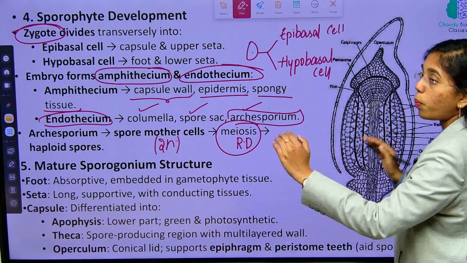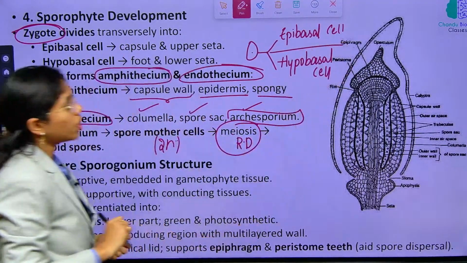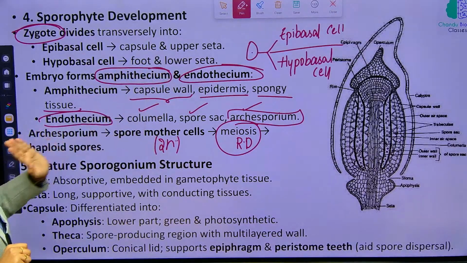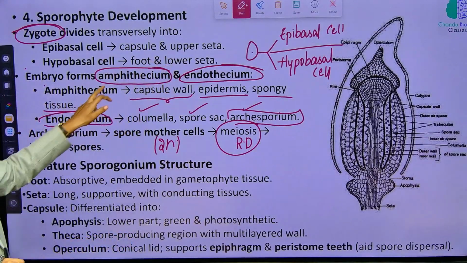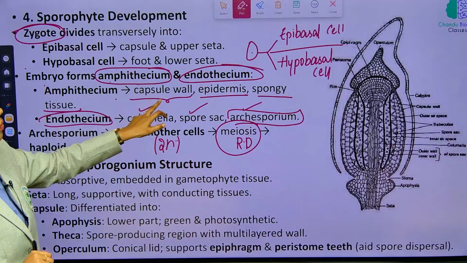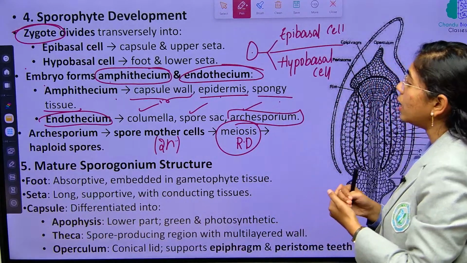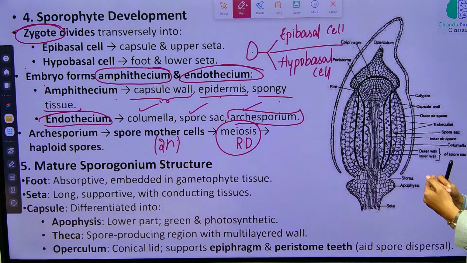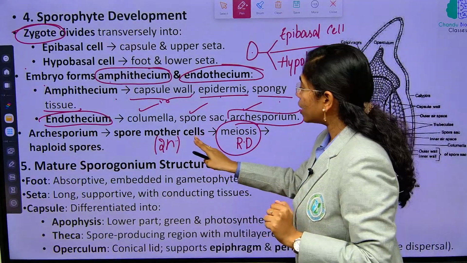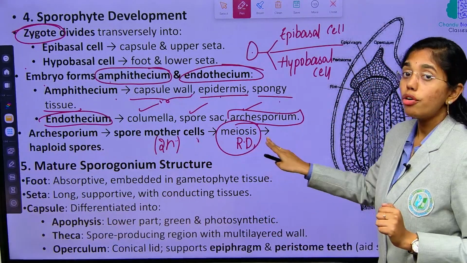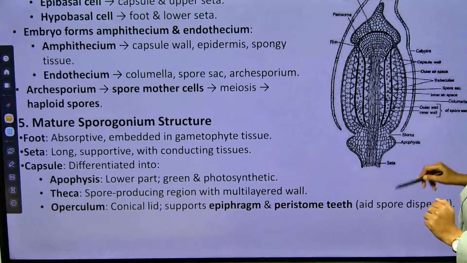Once again you listen. Post fertilization, what happens? The zygote will undergo transverse division, forming the outer epibasal cell and inner hypobasal cell. Then it forms a complete embryo. The embryo will have amphithecium and endothecium. Amphithecium will generate capsule wall, epidermis, spongy layer, whereas endothecium internally forms columella, spore sac and archesporium. Archesporium differentiates into spore mother cells which are diploid, and these spore mother cells undergo reductional division, forming haploid spores. Clear, right? Now you see the mature sporogonium structure.